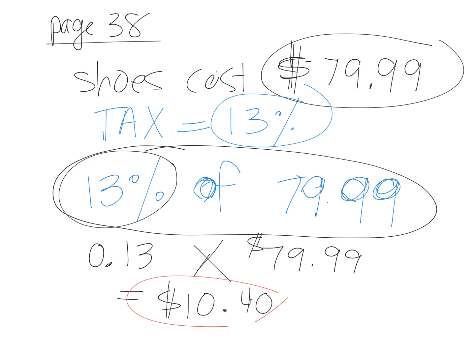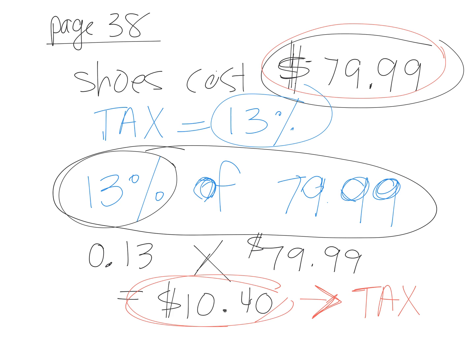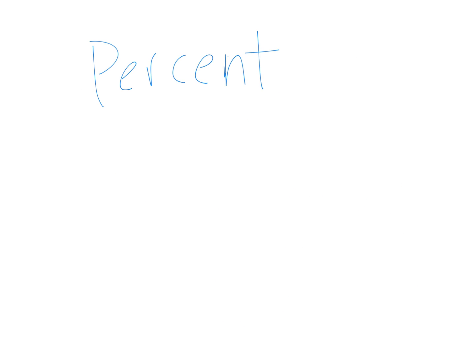What does this represent? Is that how much I'm giving the cashier, $10.40? What is that representing? How much tax we pay? Well, the shoes cost $79.99, and we just calculated that I have to pay an additional $10.40 in taxes. So if I want to know how much am I paying for these shoes altogether, what would I do with those two numbers? Good. So you guys add it and tell me how much the shoes cost with tax.